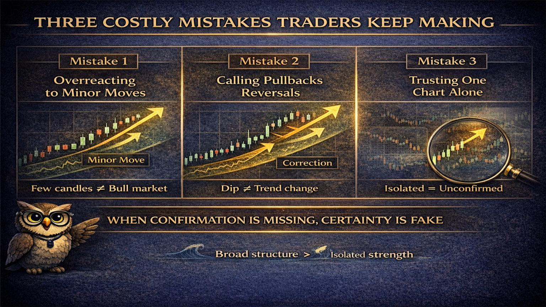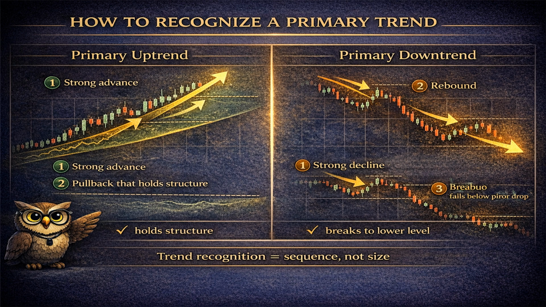Do not trust isolated strength. One index, one sector, one pair, one stock, one asset can look strong temporarily. That does not mean the broader structure has turned. When confirmation is missing, certainty is fake. Let's turn this into recognition logic you can actually use.